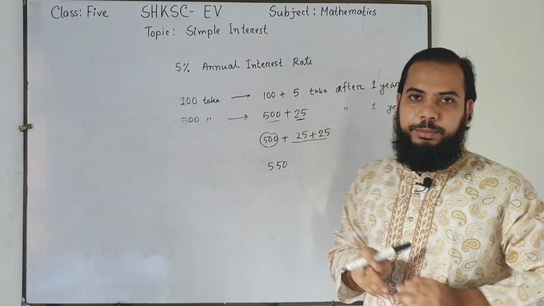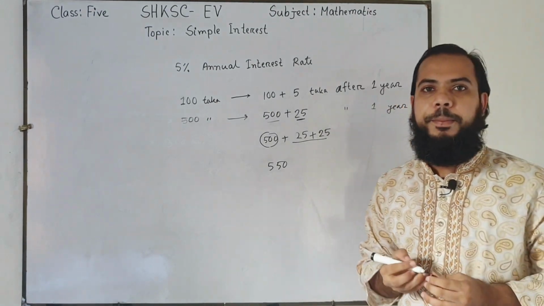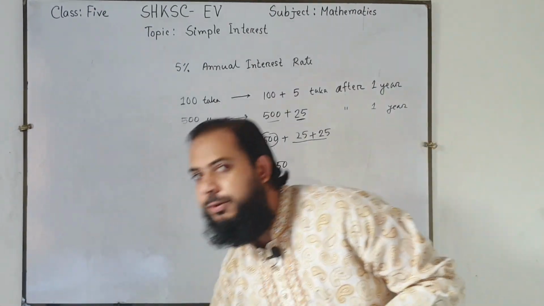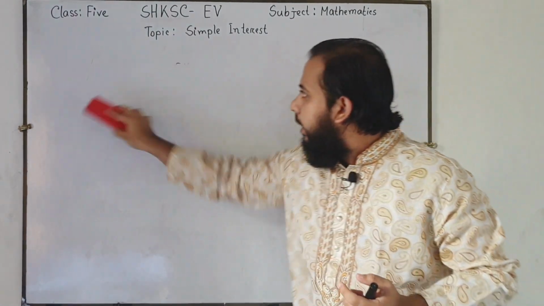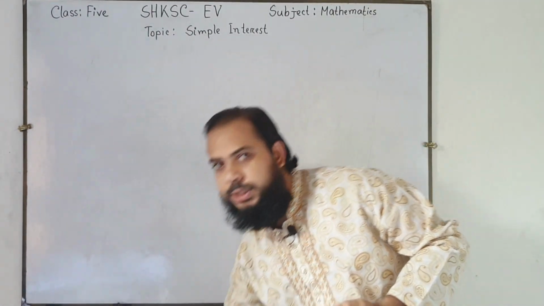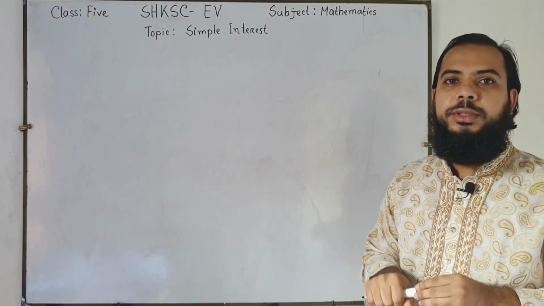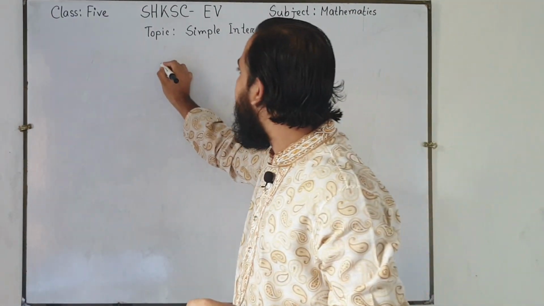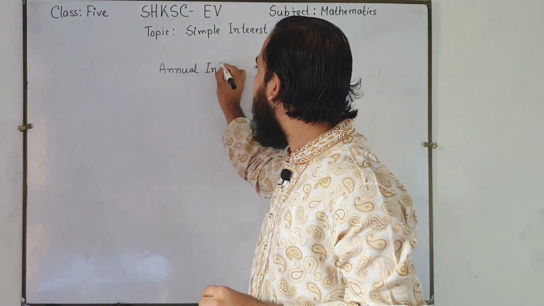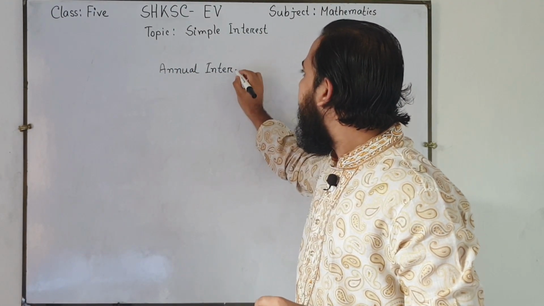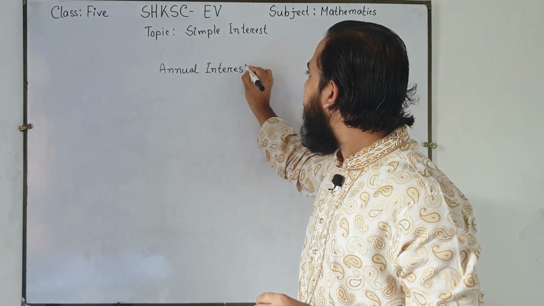Alright, this type of math we will do by just some formula. So what is the formula? At first we write the formula of annual interest. So in this class we just do maths about annual interest. The formula of annual interest is given in your textbook.